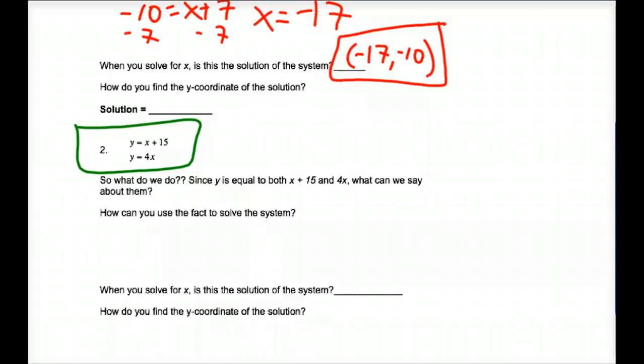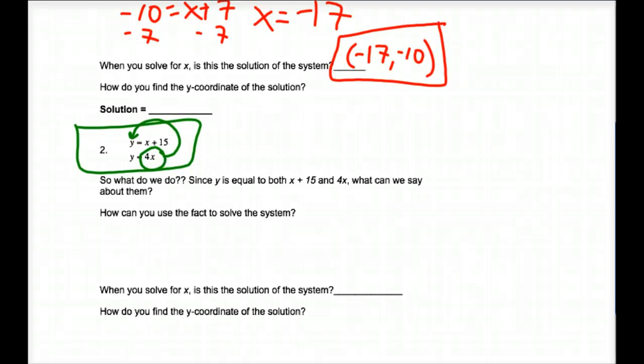Guys, this one is not one of our special cases. But we know that y equals x plus 15 and we know y equals 4x. I'm going to take the second equation. In the second equation, Maeve, what does y equal? 4x. Right, y equals 4x. I am going to take 4x and substitute it in for y into the first equation. Who can tell me what to write?